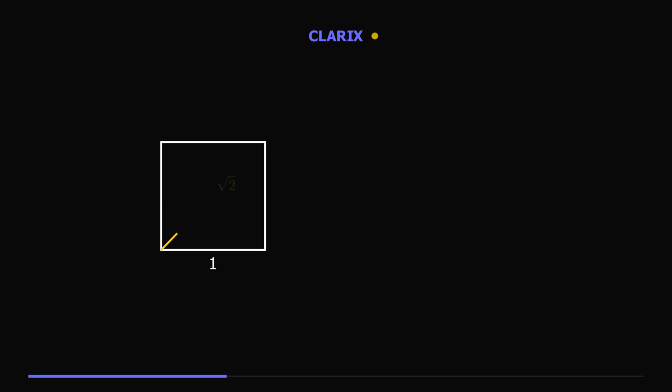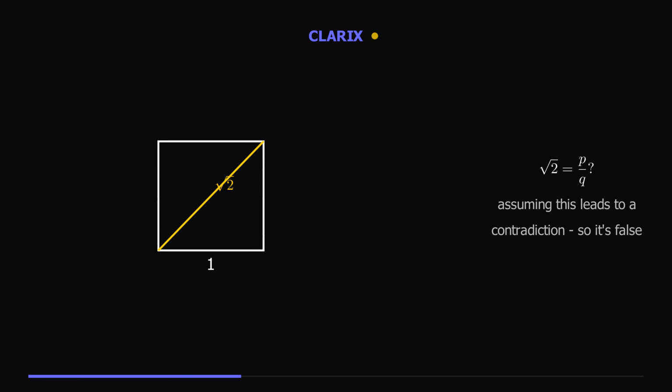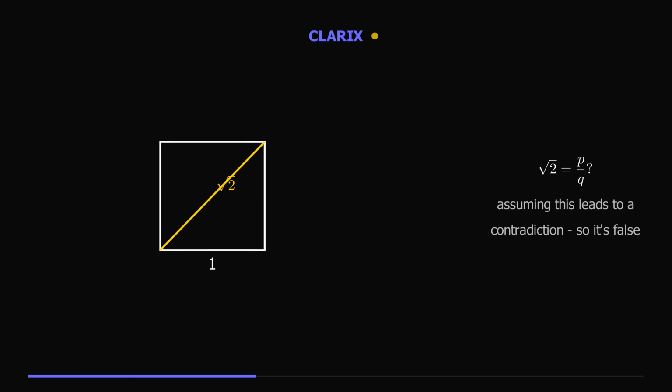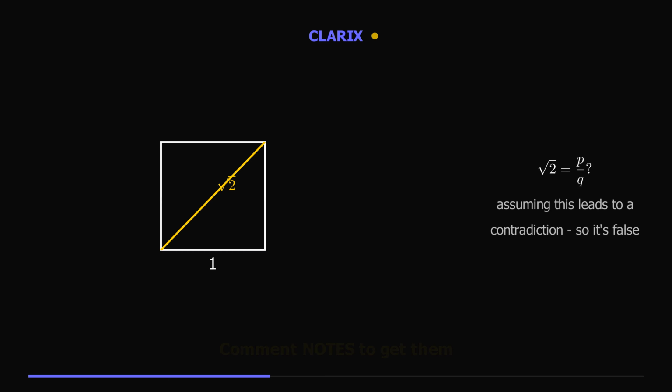So do rational numbers fill the entire number line with no gaps at all? No. And here's the proof. Take a square with sides exactly 1 unit long. By Pythagoras, its diagonal squared is 1 squared plus 1 squared, which is 2, so the diagonal itself is the square root of 2. It's provable.